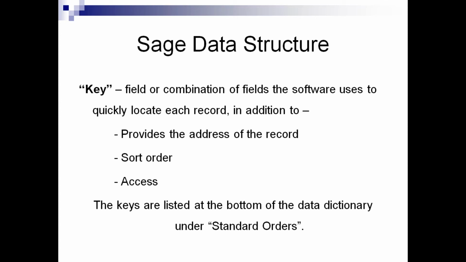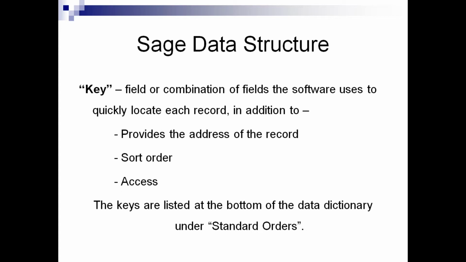Now, one thing about these orders or keys to those records, they do quite a few things. One is, this is what the software uses to find these records quickly. So it's kind of like an address to where that record resides inside the data file. And then as far as the report printing, it does define the sort order, so what order things are going to print in. And then some other access type of things like totaling.